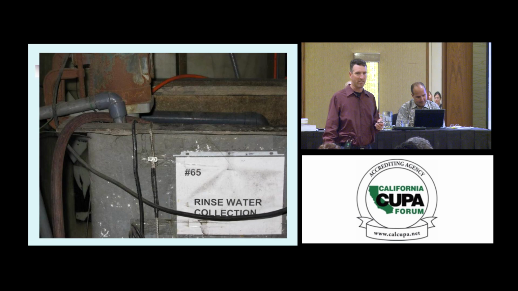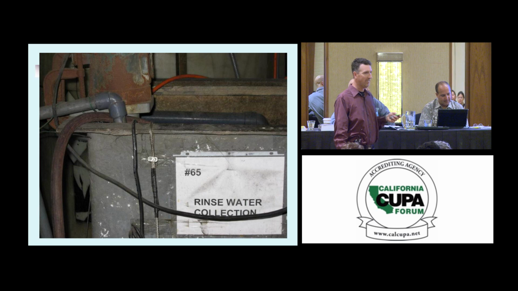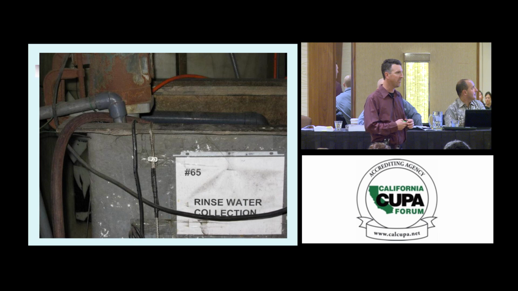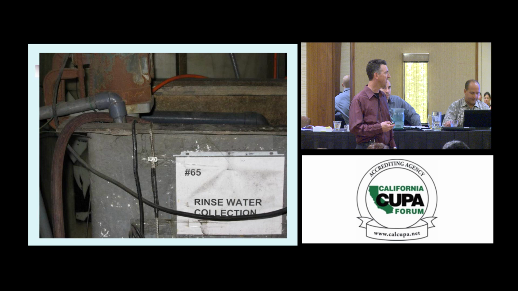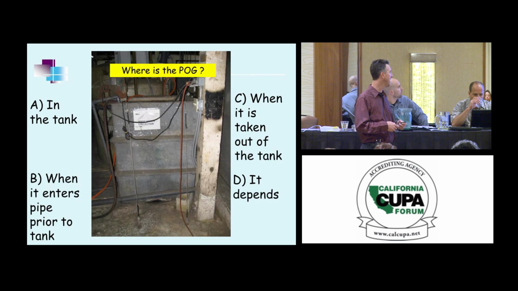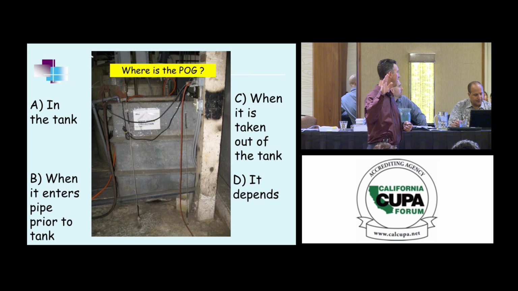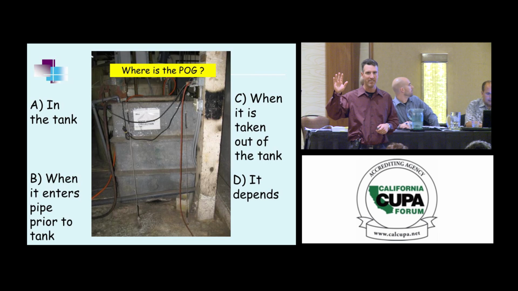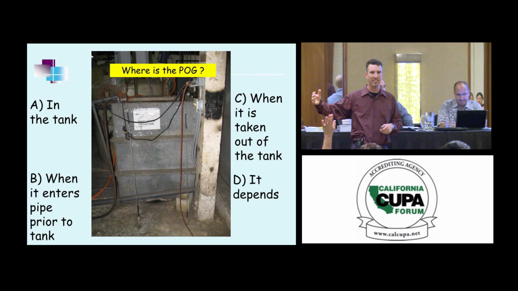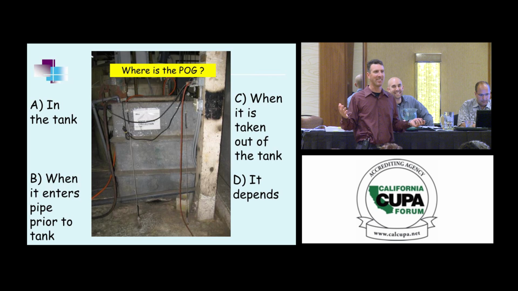So rinse water collection right here. Let's say this is hazardous waste. Let's say it meets the criteria because it's hazardous. It's some type of acid going over here, acidic waste. Who thinks the POG would be in the tank? Okay, when it enters the pipe prior to the tank. Anyone? Okay, a couple. When it's taken out of the tank. All right, we got a few. Or D, come on. You got to know that's the right answer, right?